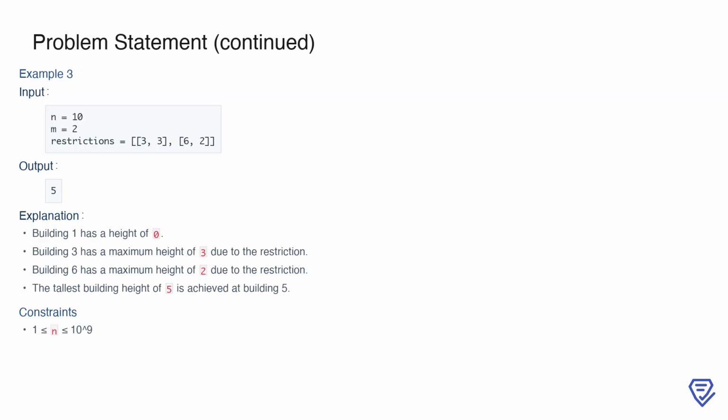Let's examine another example with restrictions. If n equals 10, m equals 2, and the restrictions are [3, 3] and [6, 2], the output would be 5. Here's the reasoning: building 1 starts with a height of 0. By the time we reach building 3, its height is capped at 3 due to the restriction. Moving onward, building 6 is restricted to a maximum height of 2. However, the tallest possible building height in this configuration is achieved at building 5, which can reach a height of 5 while still adhering to the given constraints. This example demonstrates how the problem balances maximizing height while respecting all restrictions.